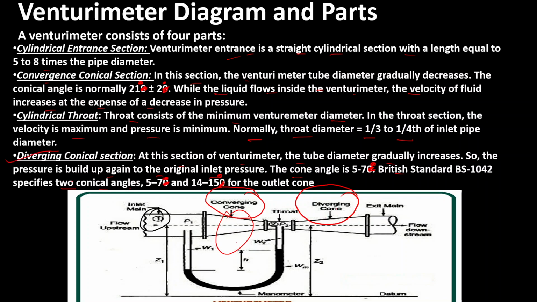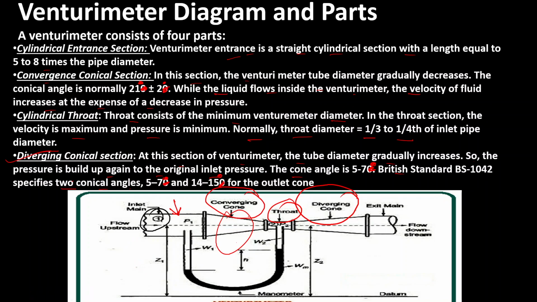This one is the diverging cone section, this one is the throat I have defined, and this one is the entrance of the cylindrical section. This is the full diagram of the venturimeter and the parts of this system.